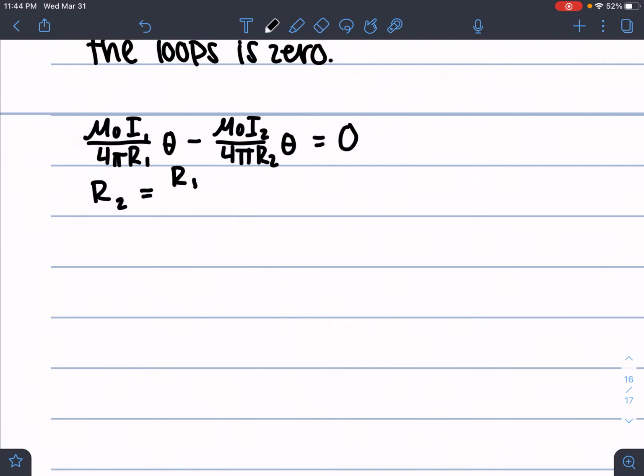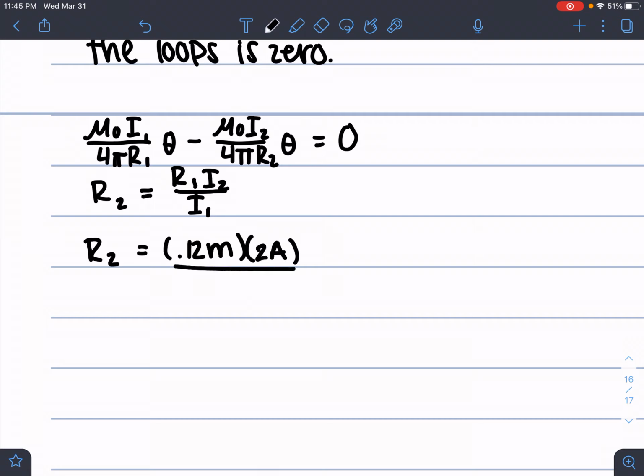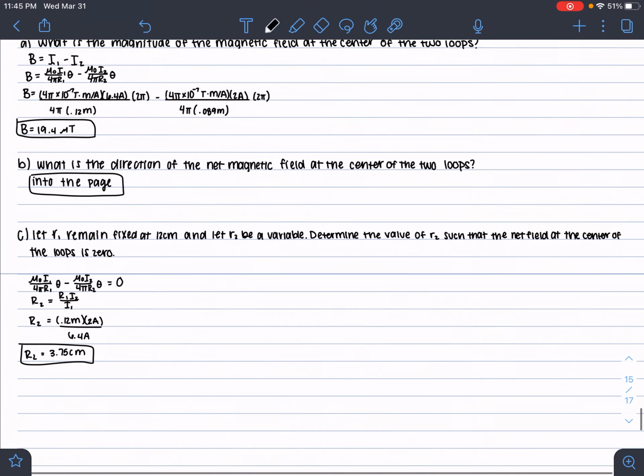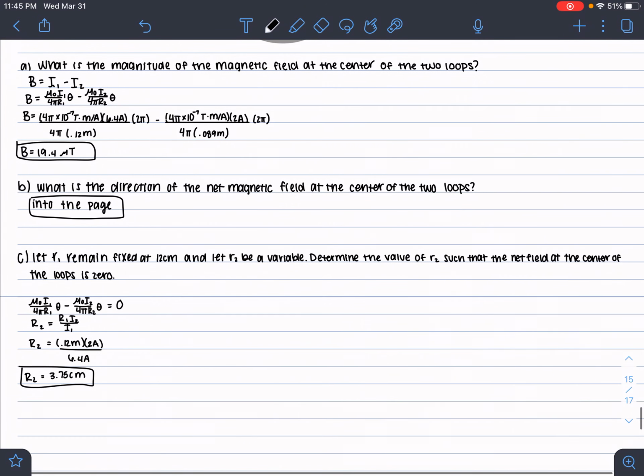So I have that R2 is equal to R1 times I2 over I1. R2 is equal to 0.12 meters since R1 stayed the same, and then times 2 amps over 6.4 amps. And that answer is 3.75 centimeters. So that was pretty easy, just algebra and knowing to set this equal to 0.